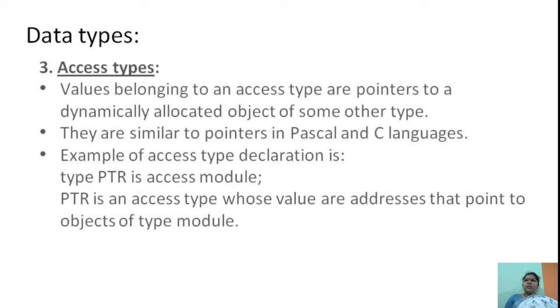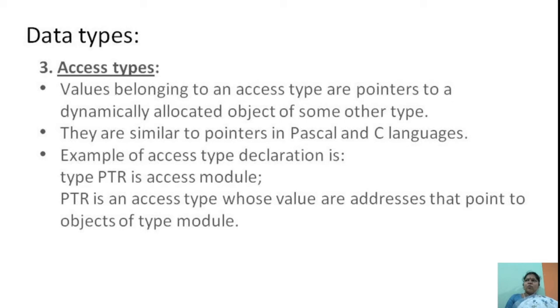So it allows us to manipulate data which are created dynamically during the simulation, and whose exact size is not known in advance. So access types allow dynamic memory allocation. Any reference to them is performed via allocators, which work in a similar way as pointers in programming languages.